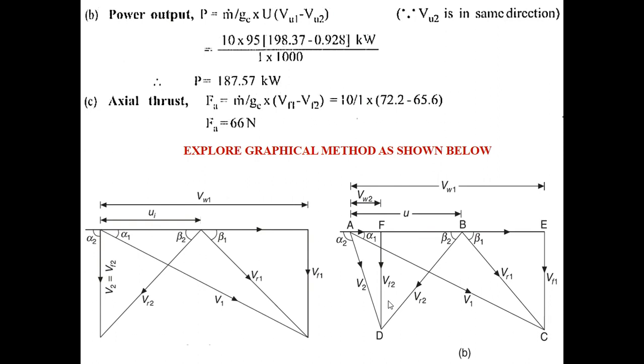See how the bottom side velocity triangles are changing. Maximum utilization factor means V2 is in the axial direction. For beta 1 equal to beta 2, VU2 and VU1 are both in the same direction, so they have taken the difference in the power calculation. Understood? Only this is the difference. The rest of the procedure is the same, and values will change because the outlet velocity triangles are different.